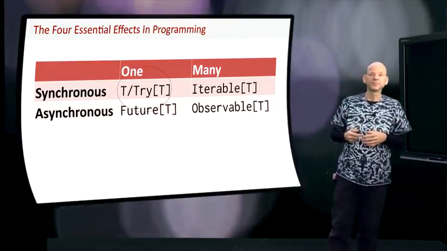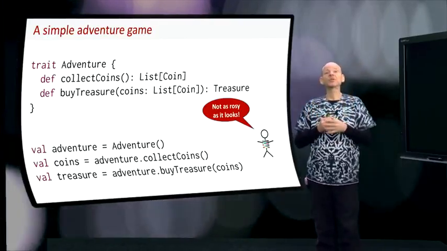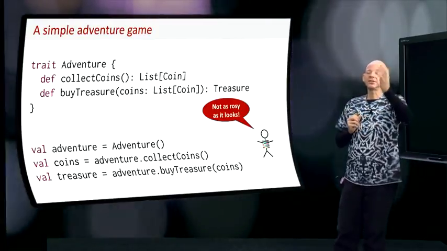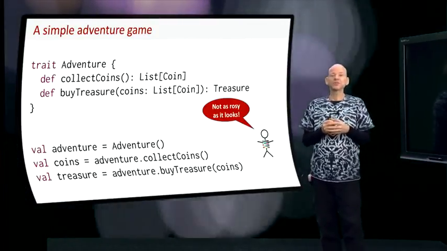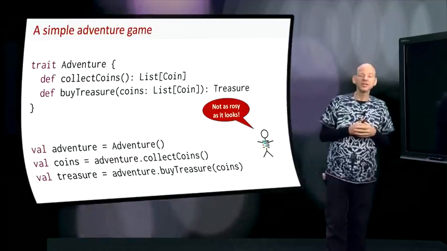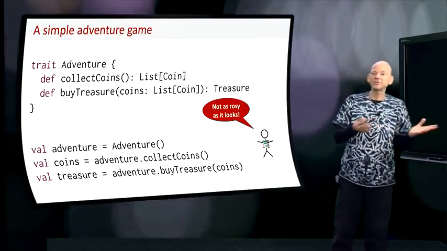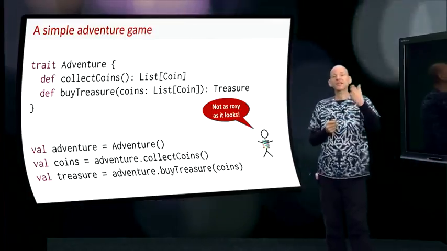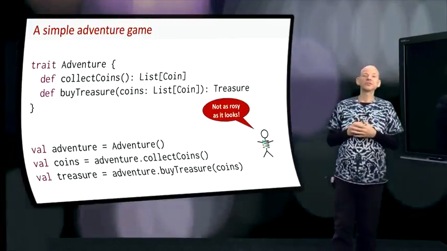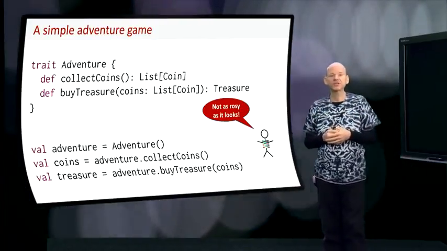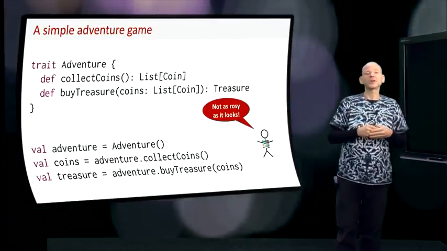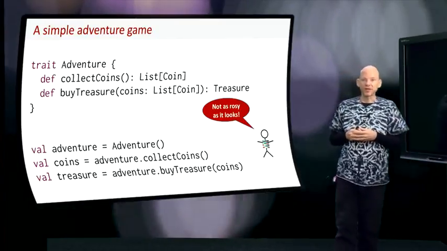So let's look at some code here. We're going to program a super simple adventure game. Here you see the trait Adventure, and when you're running this adventure game, you can collect coins, and that returns a list of coins. And once you have a list of coins, you can buy treasure. That's great. So let's write a little script for our game. We first call the constructor. There's also an object Adventure that contains the constructor. Then we collect some coins, and then hopefully we collect a lot of coins so we can buy some treasure.